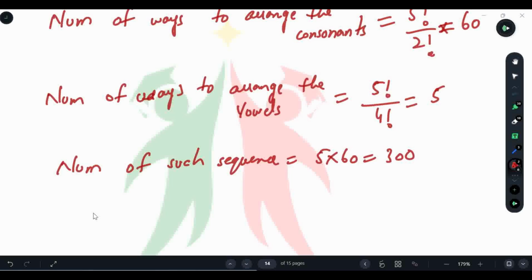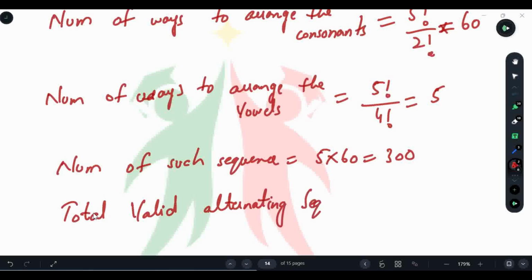And the total number of valid alternating sequences is equal to 300 plus 300, which means 600.